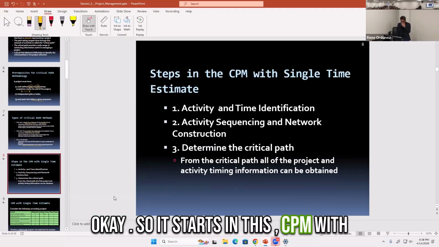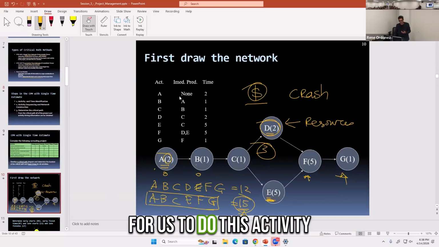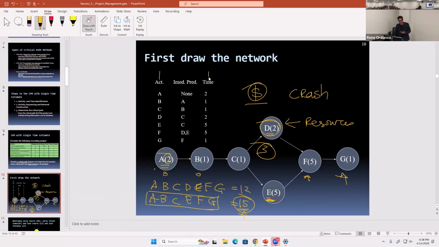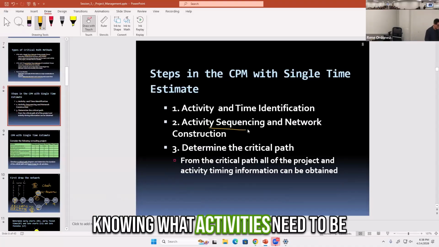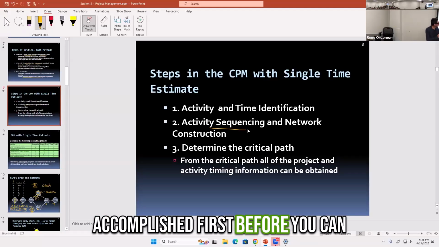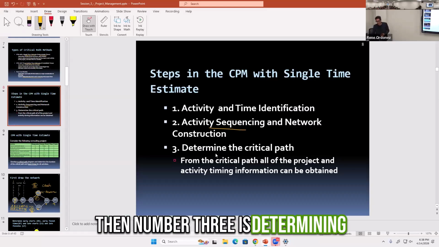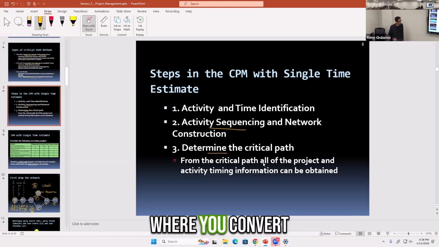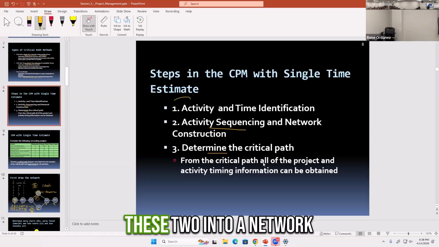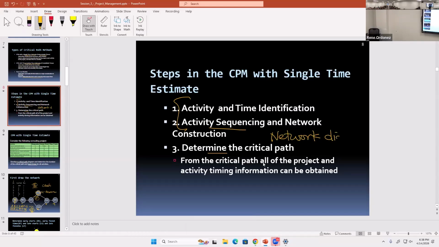Okay, so steps in this CPM with single time estimate: activity and time identification. It's important for us to do this, and then activity sequencing, knowing what activities need to be accomplished first before you can move on to other activities. And then number 3 is determining the critical path. And before we can determine the critical path, this is where you convert these two into a network diagram.